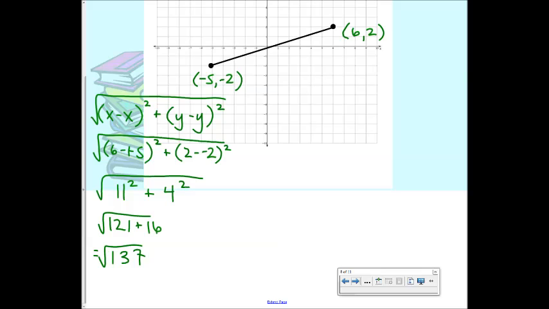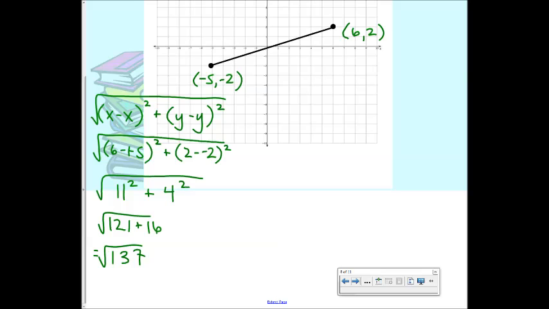So that's what that means. X minus x and then square it. Y minus y and then square it. Because it's subtraction, does order matter? Yes. So if you pick this for your x1, then this has to be your y1. So if you start with the 6, then you start with the 2. I always just start with the one on the right.